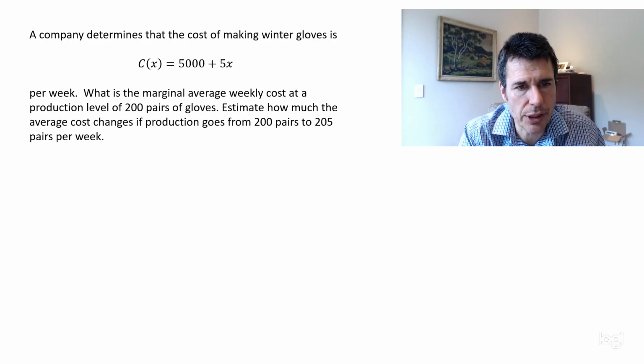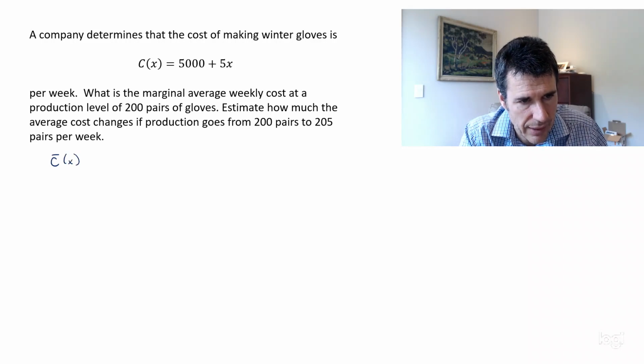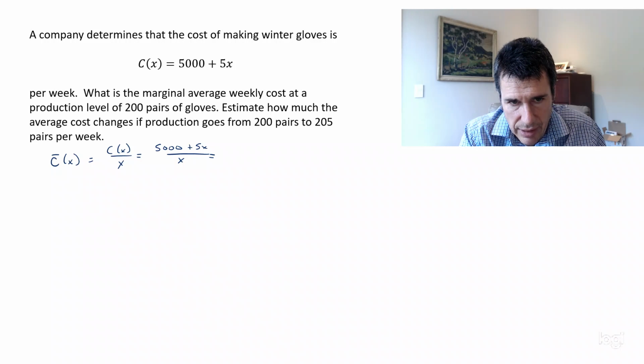Okay, so we are interested in the average weekly cost and then the marginal average weekly cost. So we need to first find the average weekly cost. So C bar of X, the average weekly cost, is C of X divided by X, which is 5,000 plus 5X divided by X, which is 5,000 X to the power minus 1 plus 5.